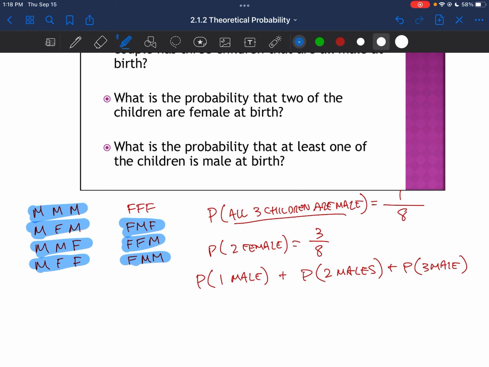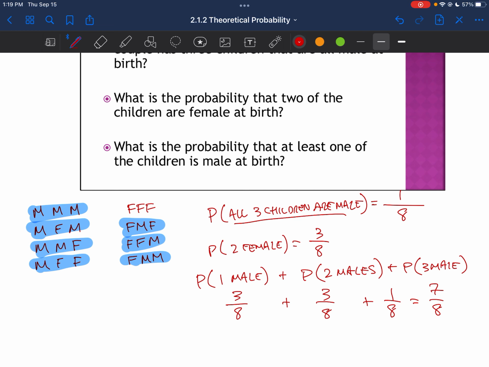So the probability here, I'm going to write each one out. For the 1 male, there were 3 out of 8. For 2 males, there was 3 out of 8. And then for 3 males, there was 1 out of 8. And altogether, that gave me 7 out of 8. When we add fractions, we keep the denominator the same and add the numerators. We have to have the same denominator in order to add the fractions.